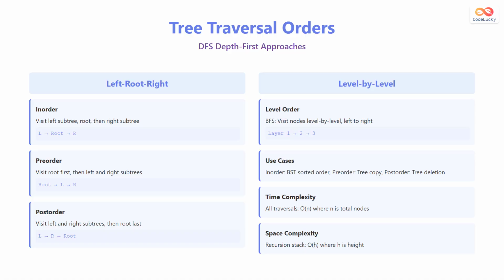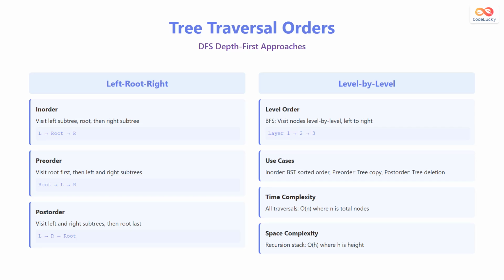For binary trees, there are three main depth-first traversal approaches. Inorder traversal visits the left subtree, then the root, then the right subtree. This is commonly used with binary search trees to get sorted output. Preorder traversal visits the root first, then the left subtree, then the right subtree. This is useful for creating a copy of the tree. Postorder traversal visits the left subtree, then the right subtree, then the root last. This is particularly useful when deleting a tree.